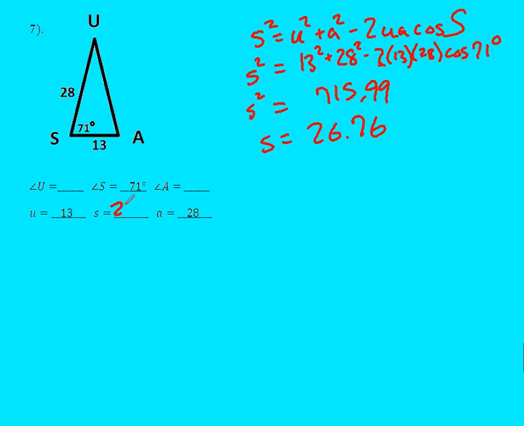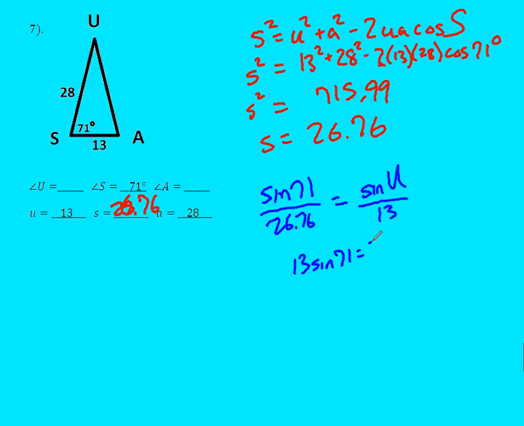Okay, so s is 26.76. Same thing, now we have our angle side relationship pair. I can now set up the law of sines. Sine 71 over 26.76 is going to equal, again, we have to look at the smaller one, so we have to do sine u right now. So sine of u over little u, which is 13. Cross multiply. 13 sine 71 equals 26.76 sine of u.